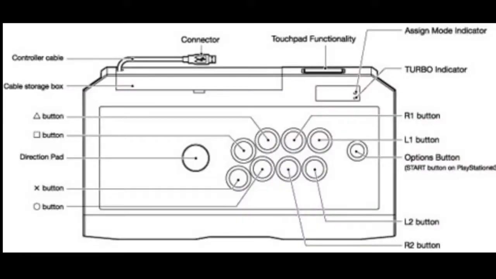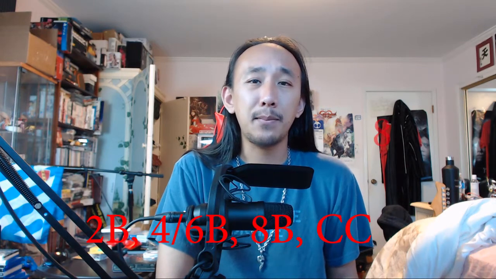First, let's begin with your controller and its layout. As you can see here, we have a basic layout found on most arcade sticks. For the stick itself, we commonly use a numpad notation to designate the particular direction you need to push to perform certain actions. You may have heard terminology thrown around like 2B, 46B, 8B, CC8B, and so on. This is what those numbers mean.